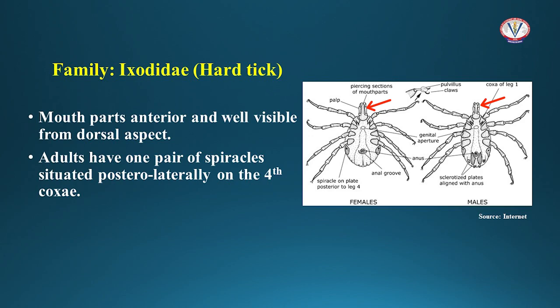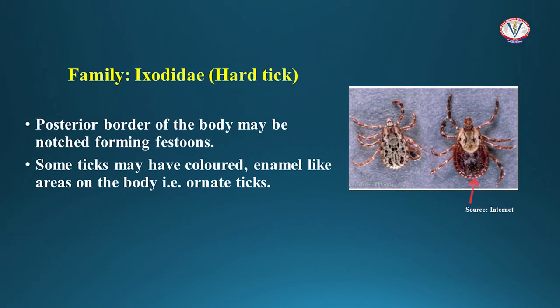Adult has 1 pair of spiracles situated posterolaterally on the 4th coxa. Posterior border of the body may be notched, forming festoons. Some ticks may have colored enamel-like areas on the body and are the ornate ticks.